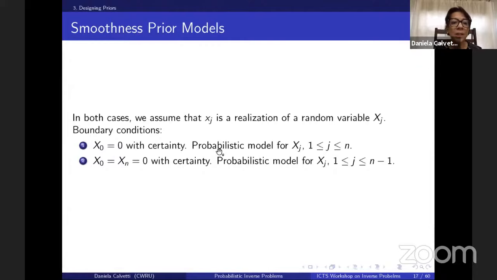Second setting, the beginning and the end of the signal is certainly equal to 0. And again, if it's certainly equal to 0 and I don't question it, then I don't need probability. It's just I set it. Which means that I only will use a probabilistic model for the remaining unknowns. So in the second setting, I have n-1 random variables to estimate.